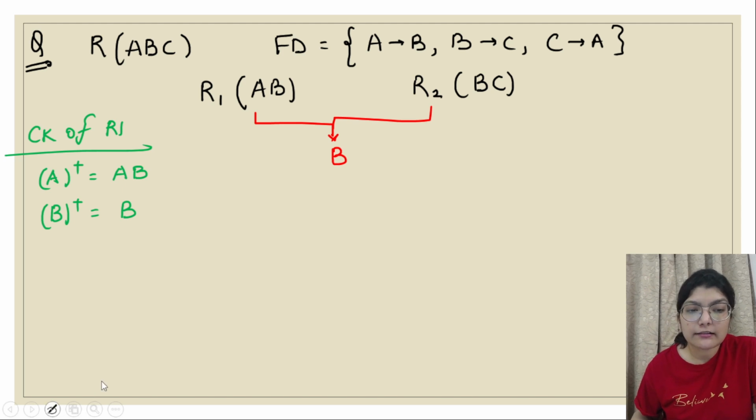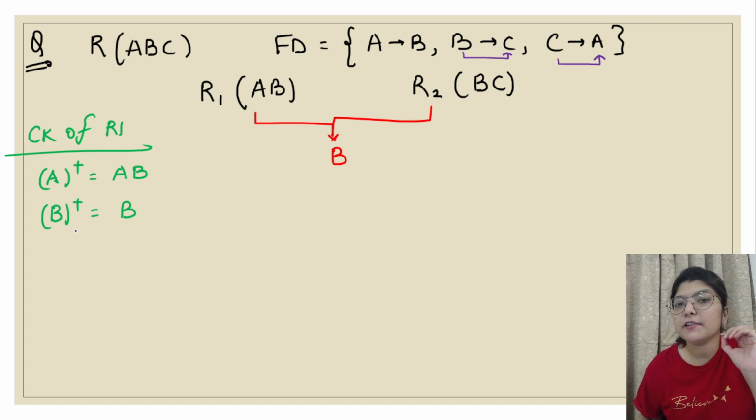Try to understand this thing. If I take the closure of B, from B I will get C and from C I will get A. But C is not a part of R1. So that is why I will not include C in this B closure. I hope this point is clear. Why are we not taking C? Because C is not a part of R1. So that is why B closure will only give you B.